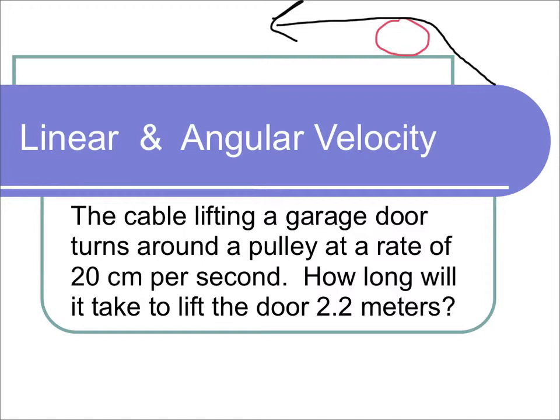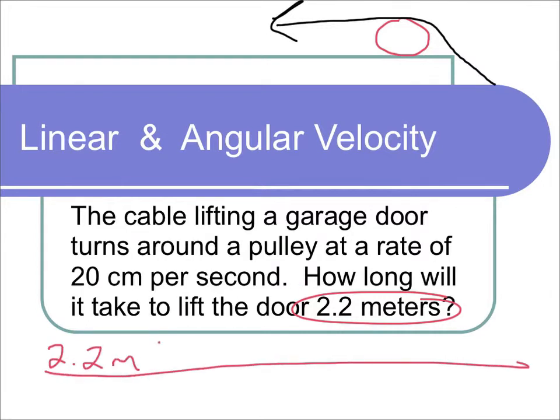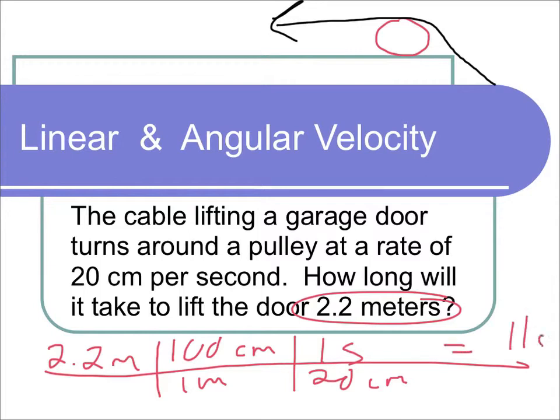We're going to take 2.2 meters, that's the distance traveled, and use our conversion factor of 20 centimeters per second to convert this into time. So we have 2.2 meters. We know that 1 meter is 100 centimeters, and we know that 20 centimeters take 1 second to go by. So we crunch those numbers and we get 11 seconds. That's how long it takes the door to go up.